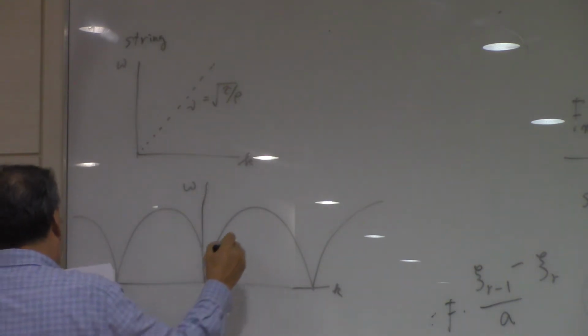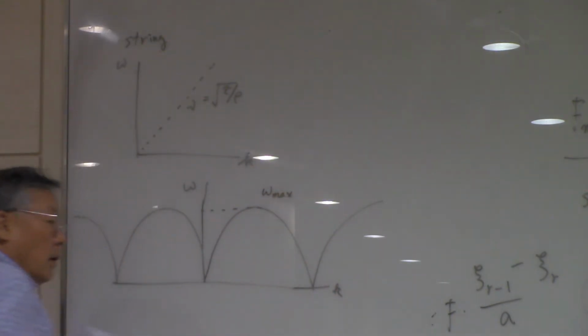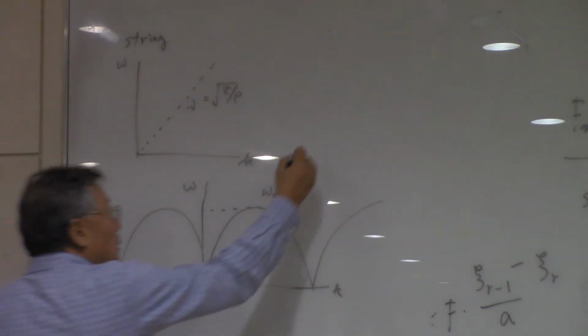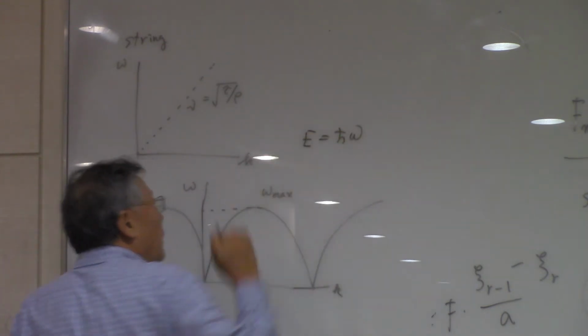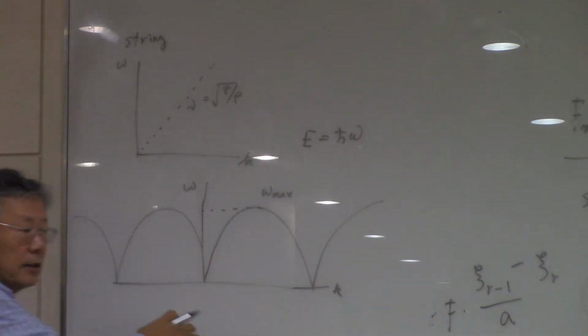And then here we do have omega maximum. In other words, in this lattice, it cannot have energies more than the energy corresponding to omega max. This energy is just nothing but h bar omega. So in this analysis, we can see that lattice atoms cannot have energies more than h bar omega max, according to that equation.